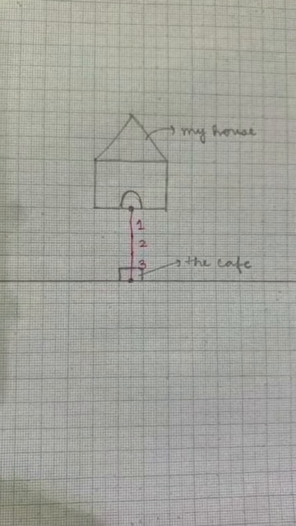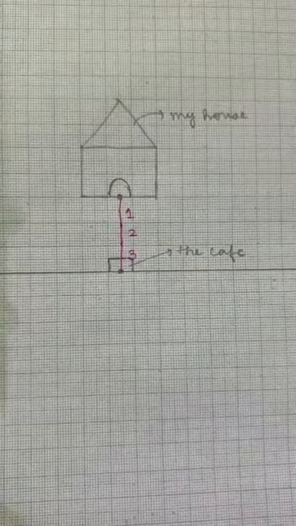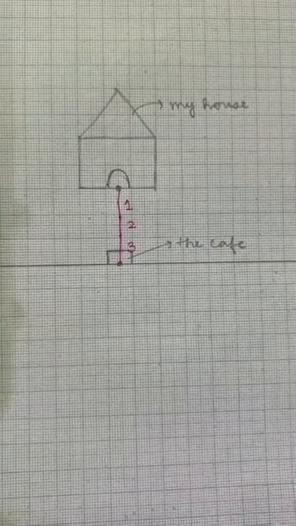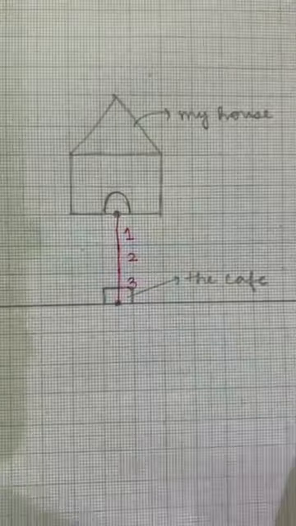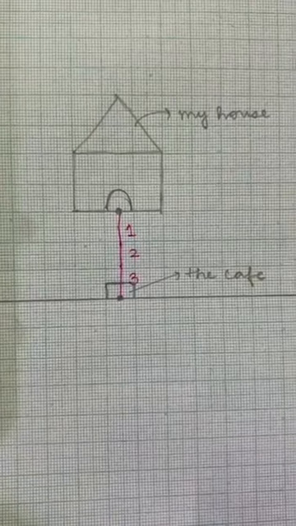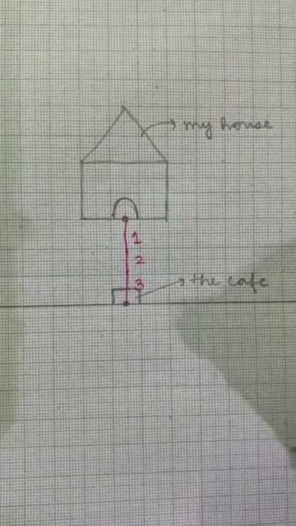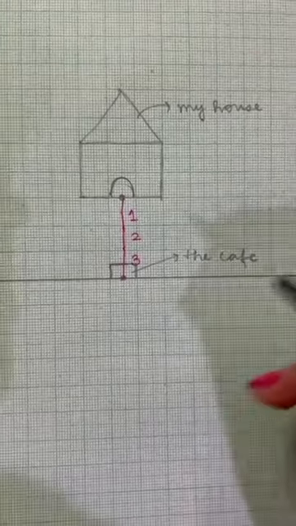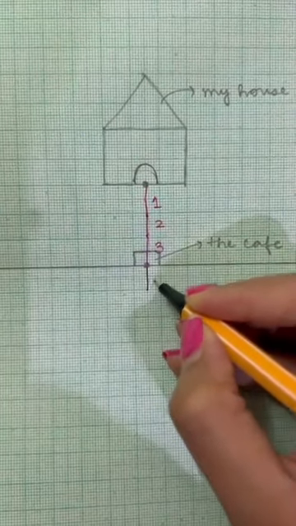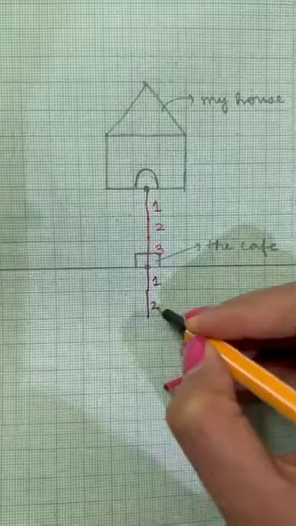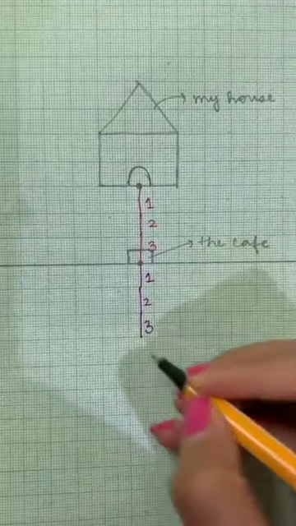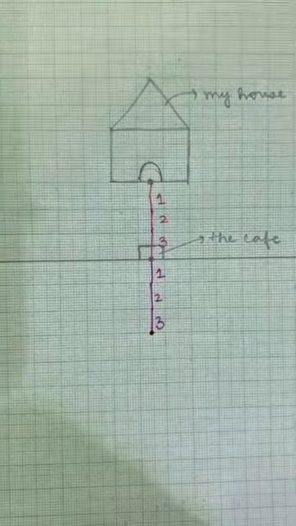Now we know that the distance between my house and the cafe is 3 blocks away. Once we know the distance, we know that we need to walk 3 more blocks away from the cafe, right? So that'll be 1, 2, and 3. So this should be the door of her house.